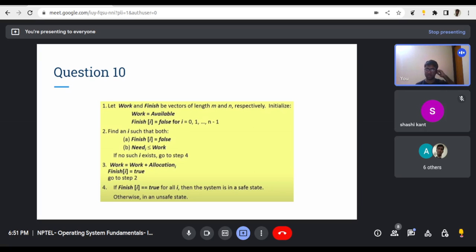If anybody has completed, you may respond with yes or something. You may respond with the sequence of processes. So we have an answer here, right? For the sequence of processes, you need to answer what is the completion sequence.